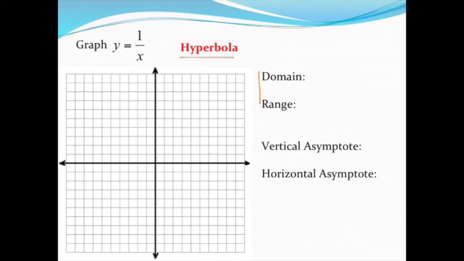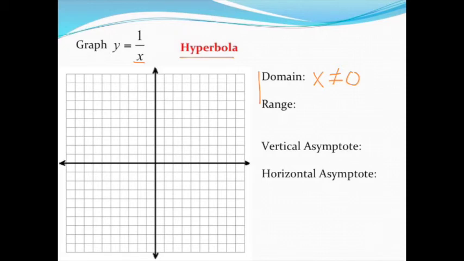The domain is always what we are or are not allowed to plug in for x. And in this case, since x is in the bottom of a fraction, there is only one number that we never, ever want to divide by, and that number is 0. And so for our parent function, before we start shifting things around in the next video, our domain is simply going to be all the real numbers except for 0. That's the only number we don't want to plug in for x.